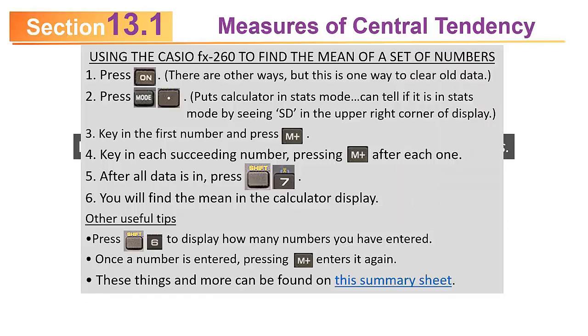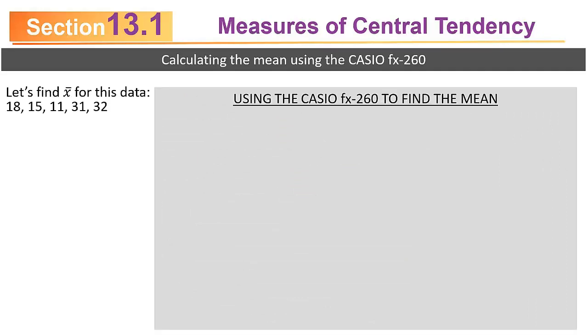And also, there's a summary sheet. If you bring up the PowerPoint that this video is based on, there's a hyperlink here that takes you to a summary sheet that tells you all these things, and it might be a nice thing for you to bring up on your computer and print out. In any case, let's get back to actually calculating means using the calculator, the Casio FX260.